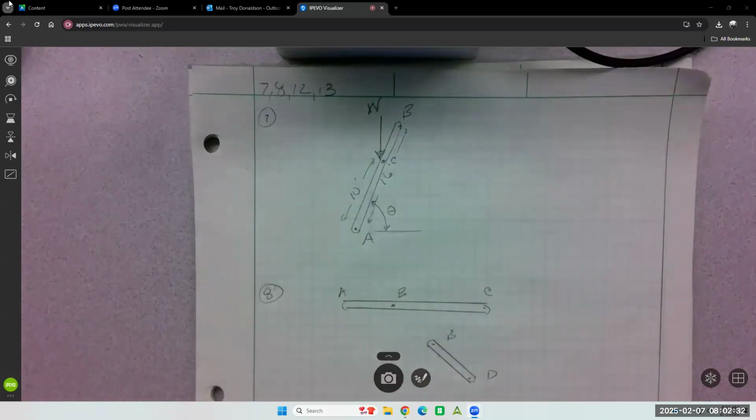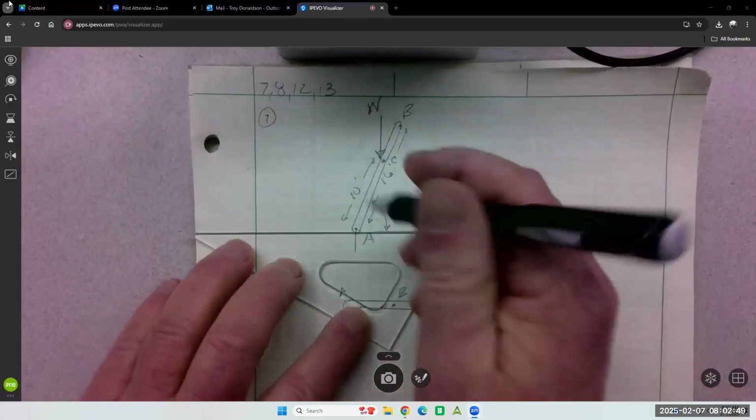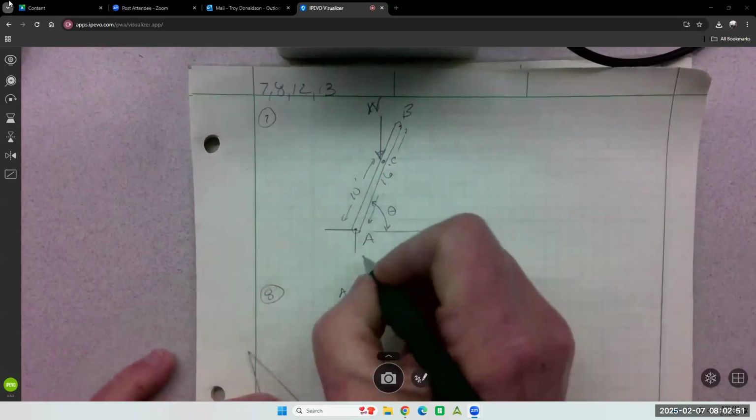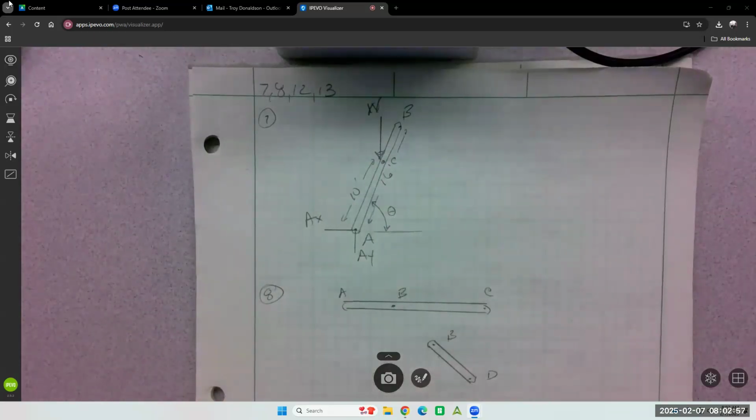Okay, how many reactions go in for a pin? Anyone remember? 2. 2 for a pin, X and Y. So what I do is I just put them in without the arrows, and I label them AY, AX, that's our convention. And for a smooth wall, what was the wall doing to the ladder? It was holding it up. Yep, it was pushing on it.